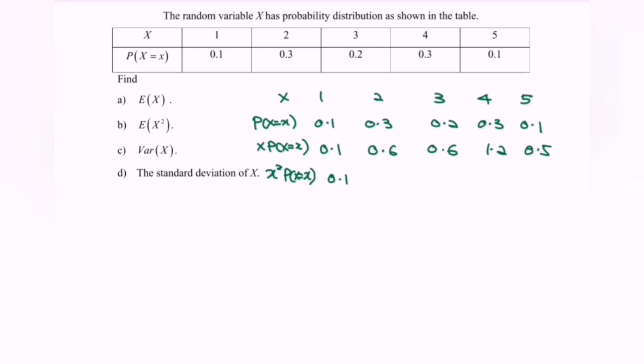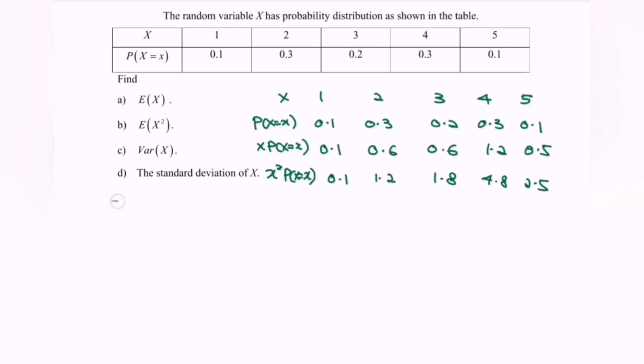Here we have 2 squared, which is 4, multiplied by 0.3, and we will have 1.2. Next, 3 squared, where we have 9 multiplied by 0.2, and we will have 1.8. Next, 4 squared, where we have 16 multiplied by 0.3, and we will have 4.8. Finally, 5 squared, where we have 25 multiplied by 0.1, and we will have 2.5.